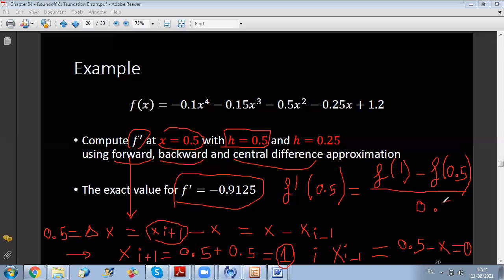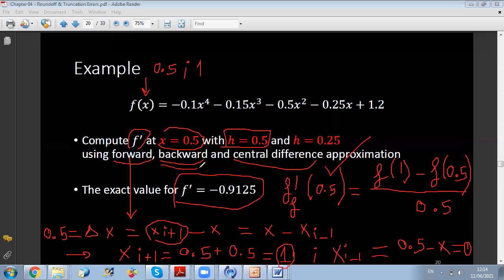Now all I have to do is get f1 and f0.5 just by replacing x by 0.5, I get f of 0.5, and by 1, I get f1. And now I can compute f prime, and I can put here the subscript f to say that this is the derivative that I can obtain using the forward scheme.